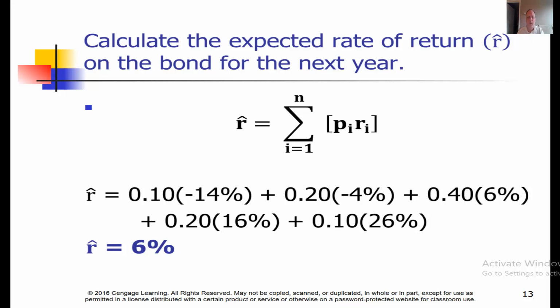If we use the quantized numbers, the expected rate of return on this bond, R hat, equals the summation from 1 to n of each probability times each rate of return. So 0.1 times minus 14 plus 0.2 times minus 4 plus 0.4 times 6 plus 0.2 times 16 plus 0.1 times 26% gives us an expected rate of return of 6%.